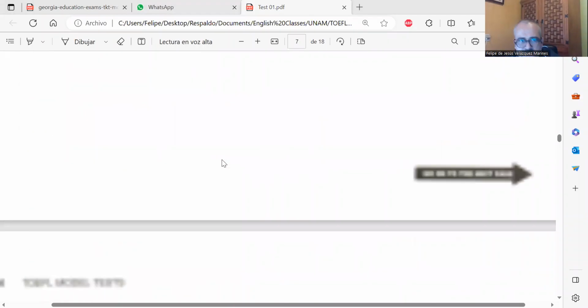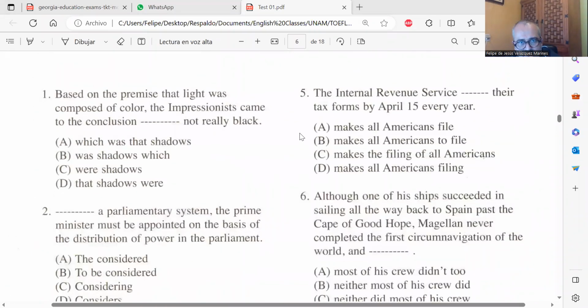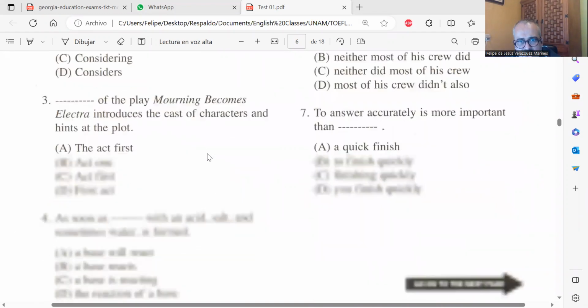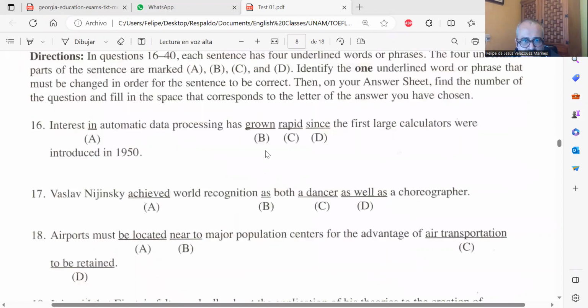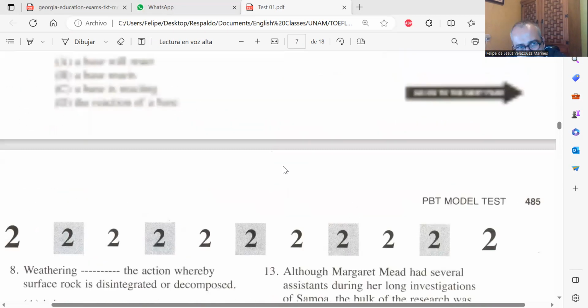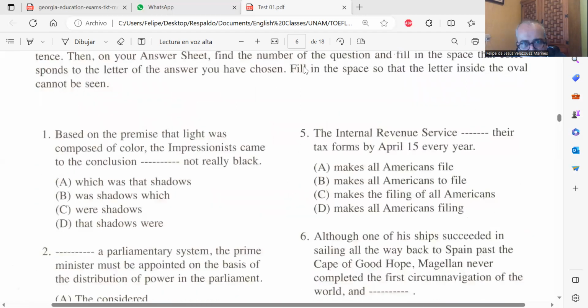In the first part of the TOEFL test, you have 15 questions. You have to complete with one of the options. And in the last part, you have from question 16 to 40. You have four words, and you have to tell which one is wrong. You don't have to correct it, but you have to tell which one is wrong. But you need some basic information before that, which I'm going to give you to make it easier for you to answer a TOEFL test.